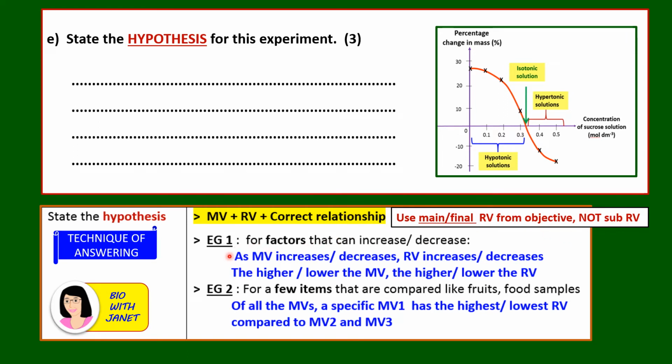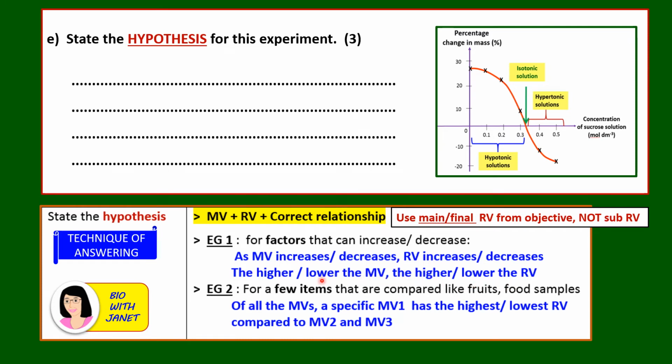Now next, of course, your components for the hypothesis are MV, RV, and the correct relationship. Now, the two formats for hypothesis. There are two common formats for hypothesis. The most common is this one. For factors that can increase or decrease, the format is: as MV increases or decreases, RV increases or decreases, depending on the experiment. Or the higher or lower the MV, the higher or lower the RV.